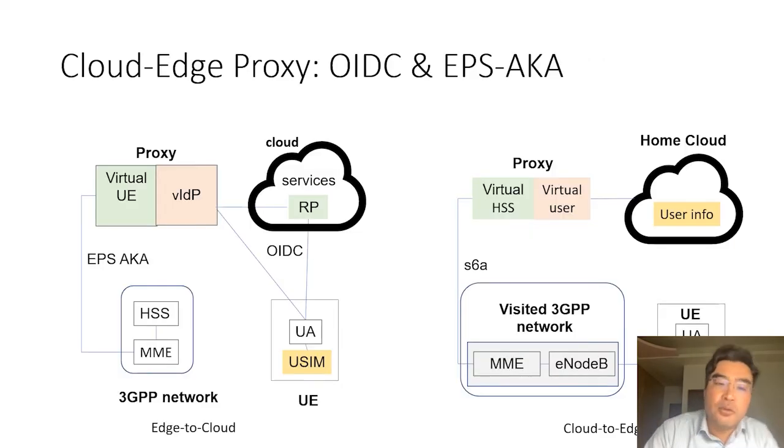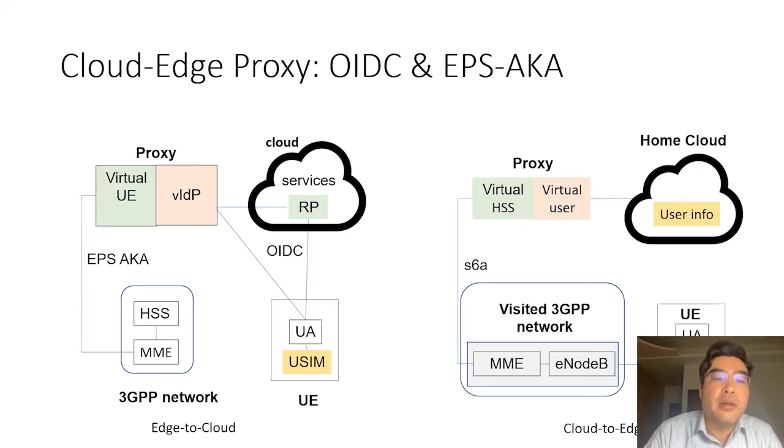And you can see the tricky part comes here. On the left-hand side I have edge to cloud, which means that my account is in the edge, but I now connect to the cloud. So I'm doing the authentication with the cloud. So this is the UE, I'm connecting to the cloud. I need to be authenticated by the cloud, but my account is in the 3GPP network here.